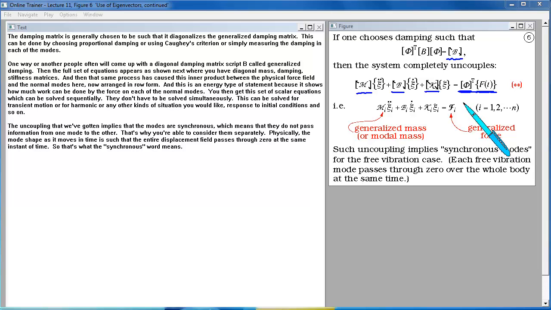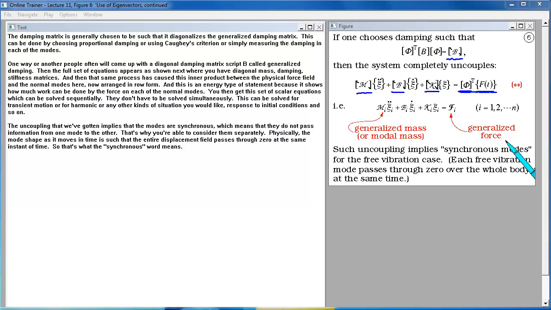This can be solved for transient motion or for harmonic or any other kinds of situation you would like, response to initial conditions and so on. The uncoupling that we've gotten implies that the modes are synchronous, which means that they do not pass information from one mode to the other.